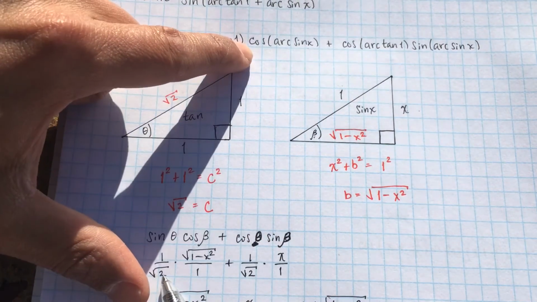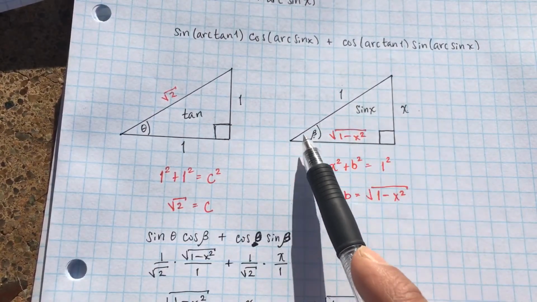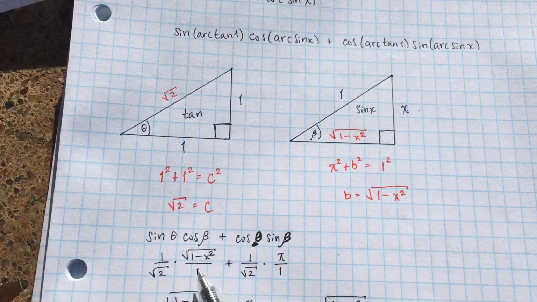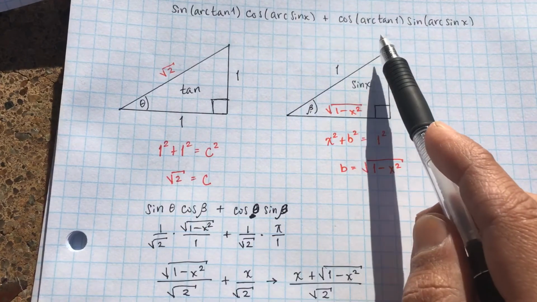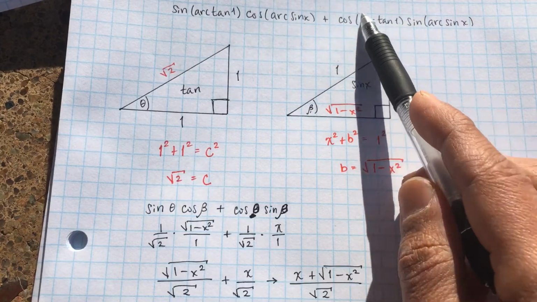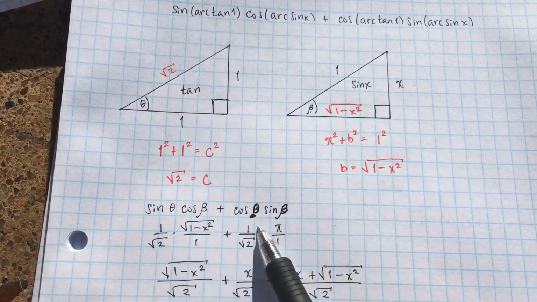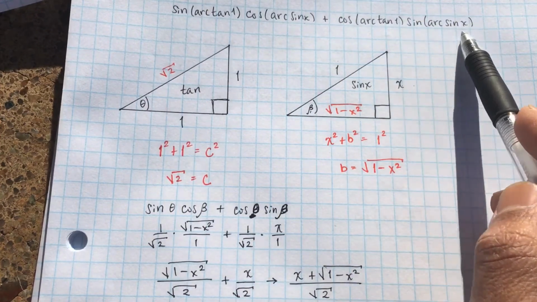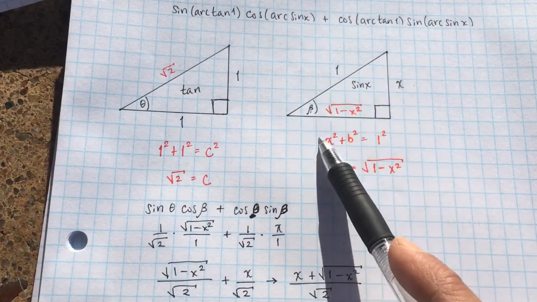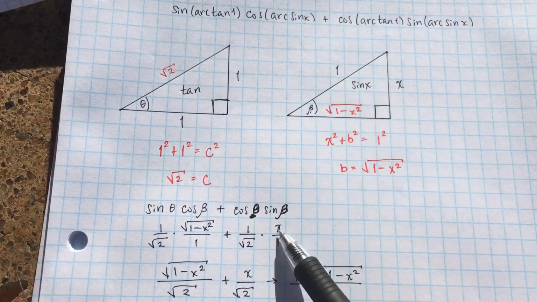Good. The next one is cosine of the arc sine, so we've got to find the cosine of this one. Cosine is adjacent over hypotenuse. Here it is. The next one, it's plus. You've got to find the cosine of the arctangent. Cosine, adjacent over hypotenuse, times the sine of this guy. What's the sine of the arc sine? Well, the sine is opposite over the hypotenuse.